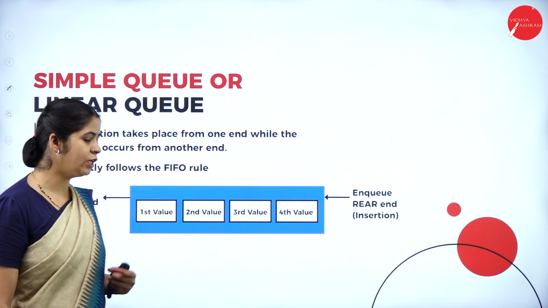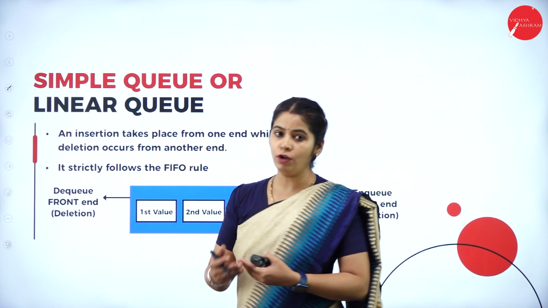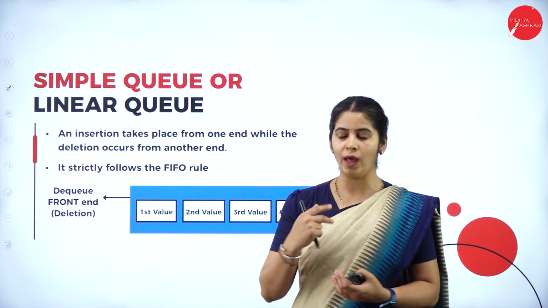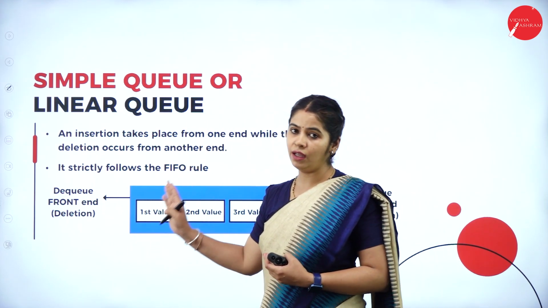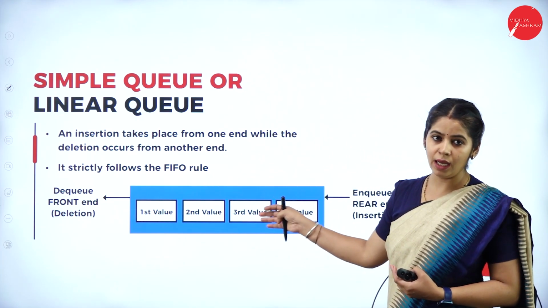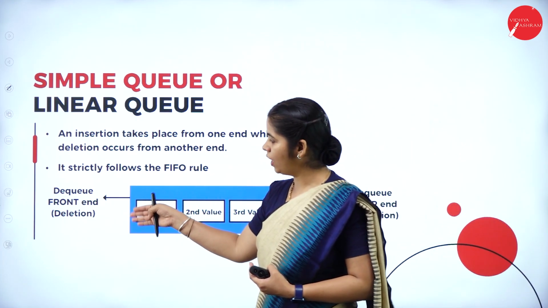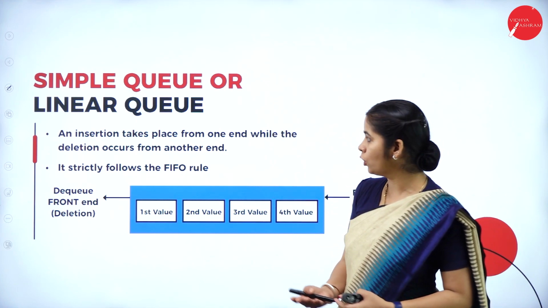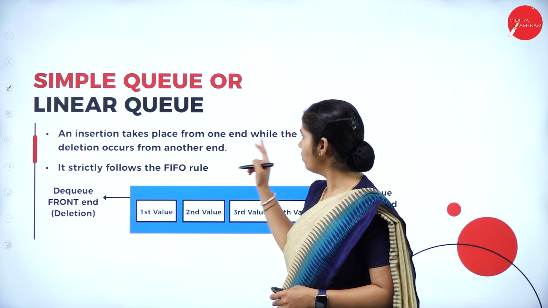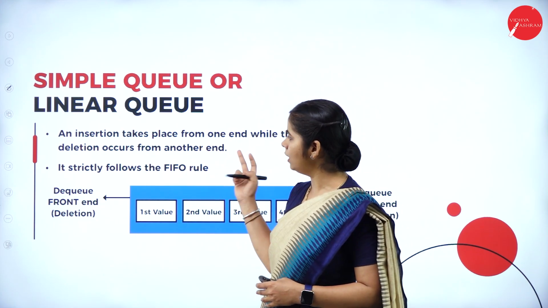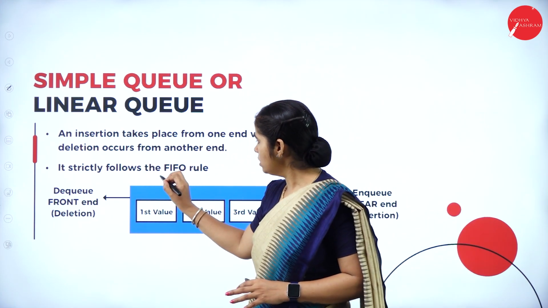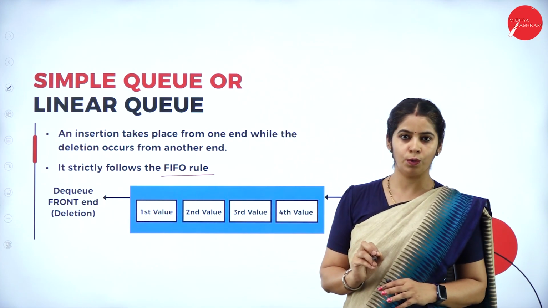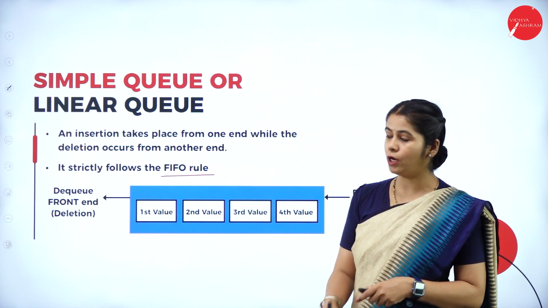What is a simple queue? As I said, first in, first out, there will be two ends, rear and front. From the rear, we are inserting the element into the queue, and from the front, we are deleting the element from the queue. That is a simple queue, or the linear queue. The insertion takes place from one end while the deletion occurs at the other end. It strictly follows the first in, first out rule.